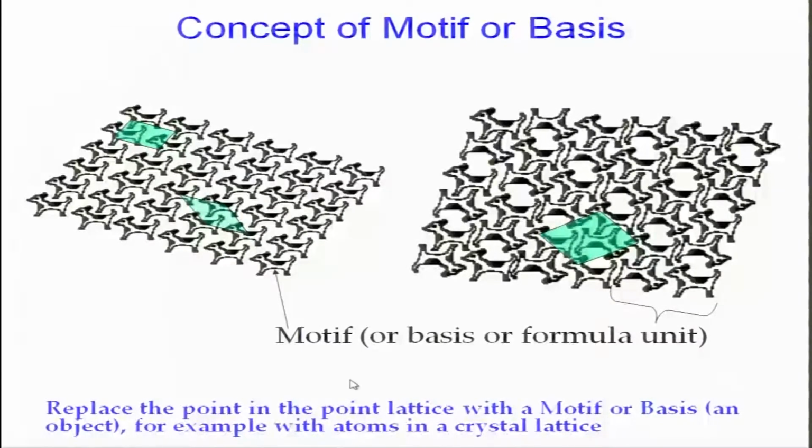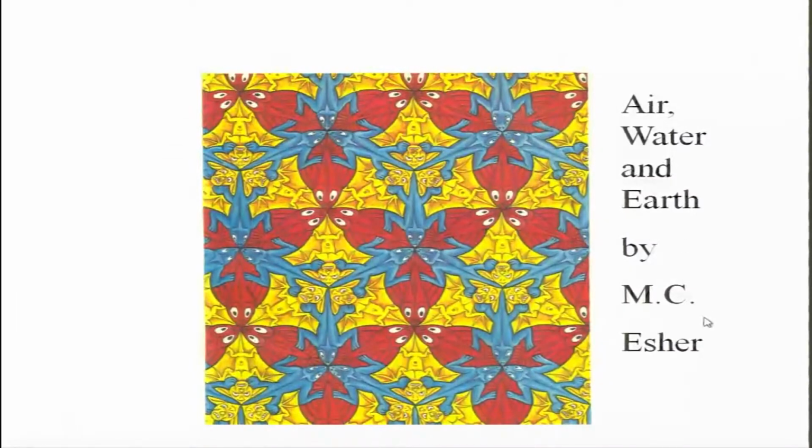Okay. So basically what you have to do is replace the point in each point lattice with the motif or basis, and in case of crystal structures we do that with atoms or group of atoms or molecules. So this is for example a very famous picture by M.C. Escher which depicts air, water and earth. So you can see that there are three kinds of species here. There is fish, there is bat, and there is a lizard, right. So these three animals represent the three constituents of universe: air, water and earth.